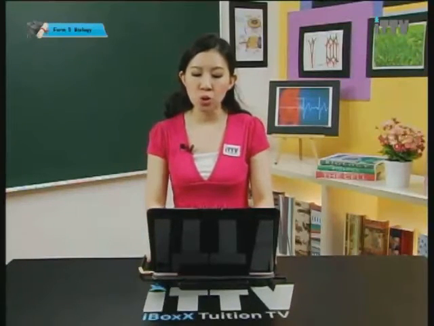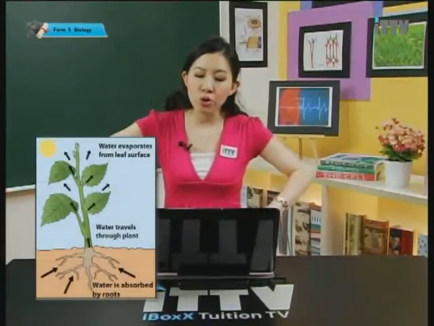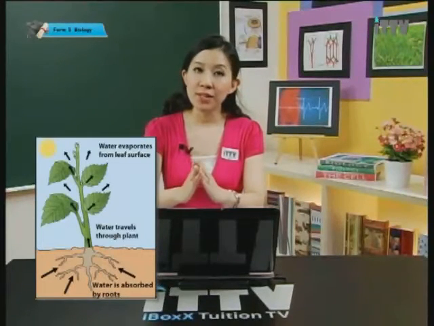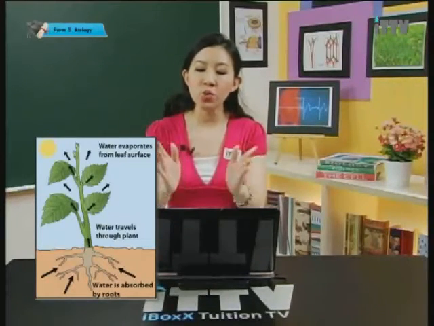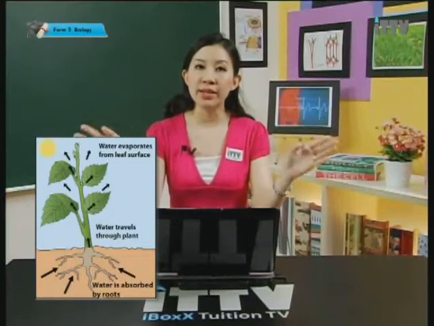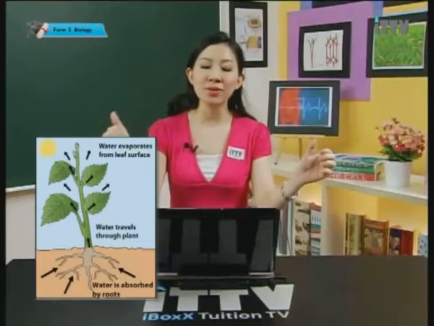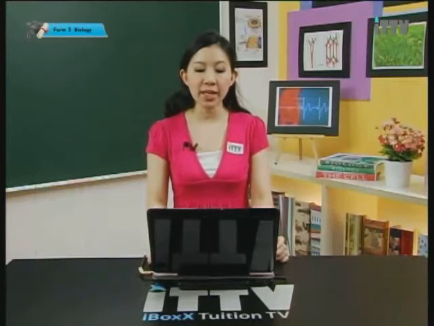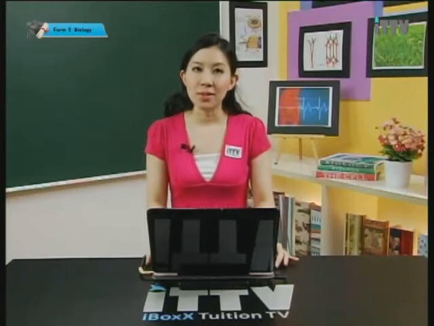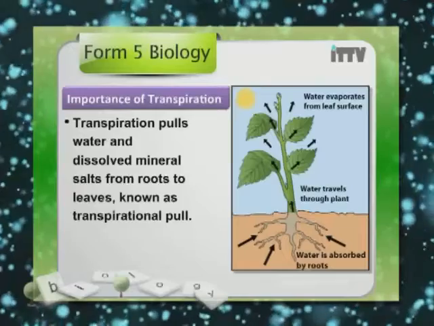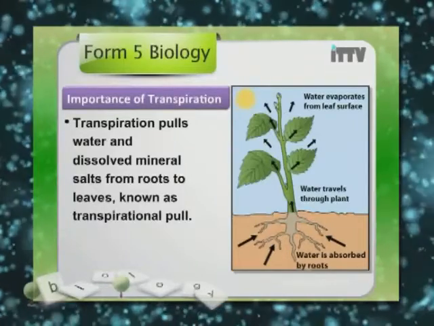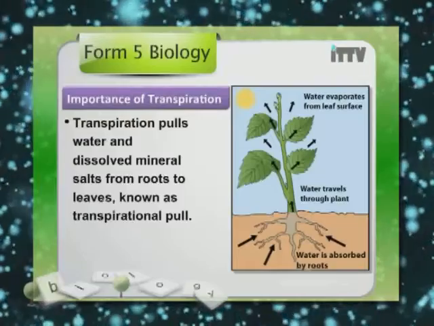The diagram shows you that water absorbed by the roots travels through the plant via the xylem vessels and tracheids, and water will evaporate from the leaf surface either through cuticles, lenticels, or through the stomata. Now, what are the importances of transpiration? It's important for students to focus on this because it's quite a popular exam question.